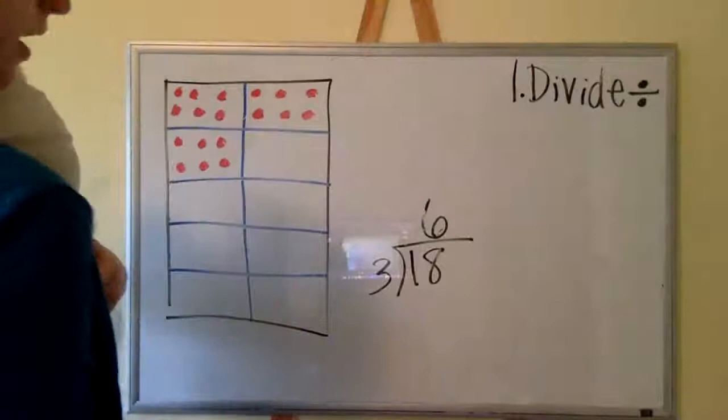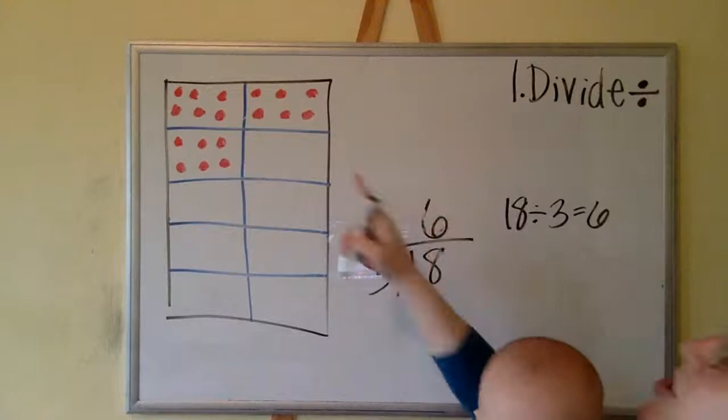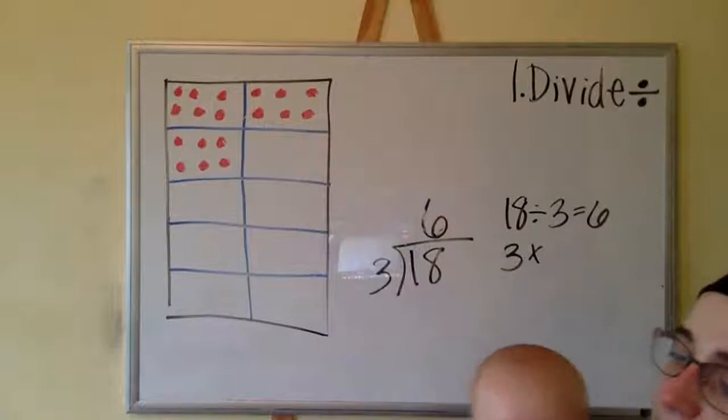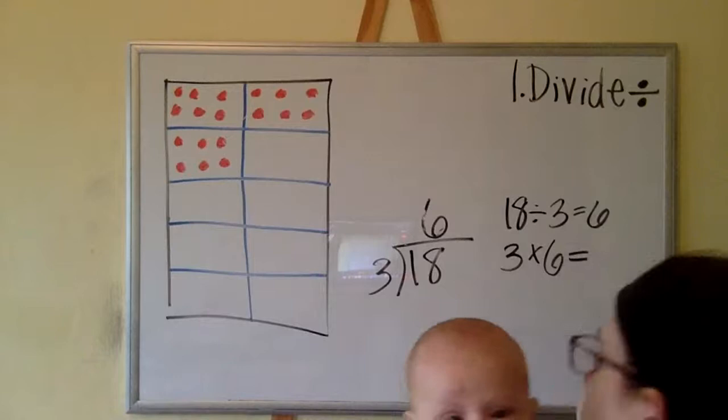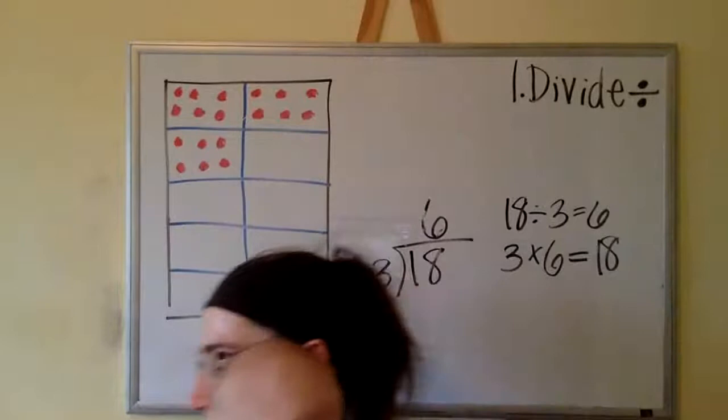Okay, so we started with 18 divided by 3 equals 6. If you look at your mat, to describe it with multiplication, you would say that you have 3 sets of how many? You'd say you have 3 sets of 6, which equals how much? What's your total? 18.